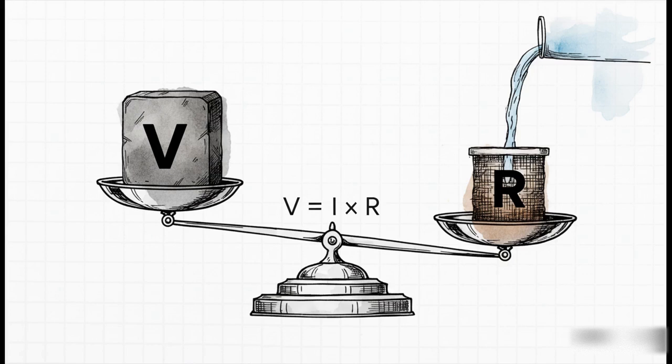And this brings us to the beautiful, simple relationship between that push, that flow, and that friction. This is Ohm's law, and it is the absolute cornerstone of circuit analysis. It's just a simple little formula that says the voltage, that's V, across something is equal to the current, I, flowing through it, multiplied by its resistance, R: V = I × R. It's so simple, so elegant, and unbelievably powerful.